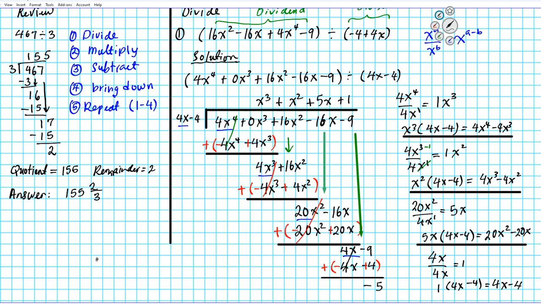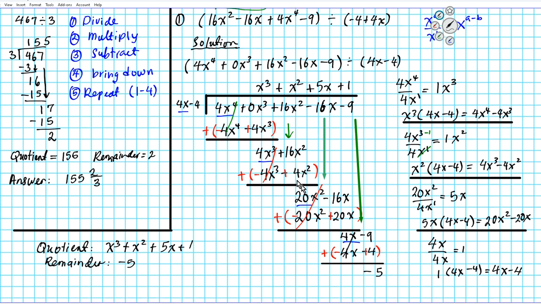So for this particular problem, let's box the review question out. So for this particular problem, your quotient is the polynomial expression on the top, which is x to the third plus x squared plus 5x plus 1. And your remainder is what you have on the bottom, -5.